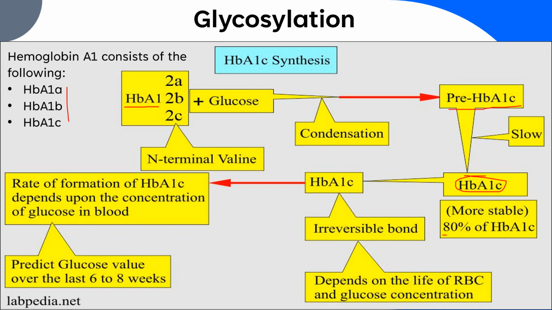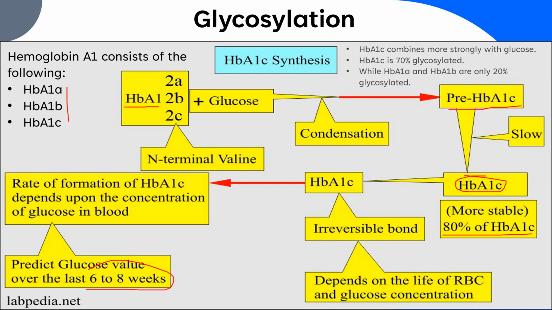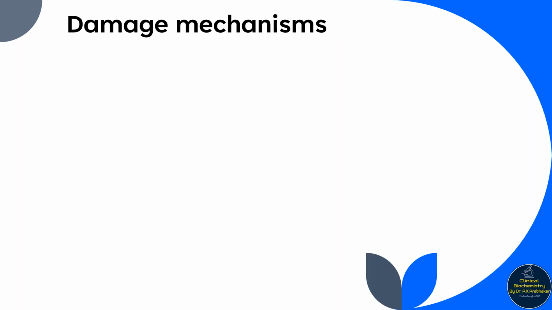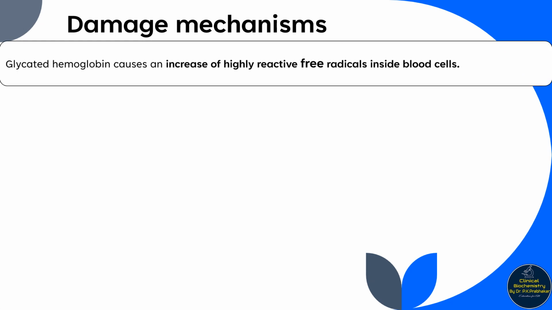Maximum, around 80%, is glycosylated hemoglobin HbA1c, because it has the highest stability. Later on, an irreversible reaction takes place, so it is not converted back to normal glucose and other things. It normally predicts the glucose level of 6 to 8 weeks, because the lifespan of RBC is 6 to 8 weeks. So HbA1c combines more strongly with glucose. HbA1c is 70% glycosylated, while HbA1a and 1b are almost 20% glycosylated, which we have seen in the previous slide. Now, how does it affect RBC functions and their other activities?